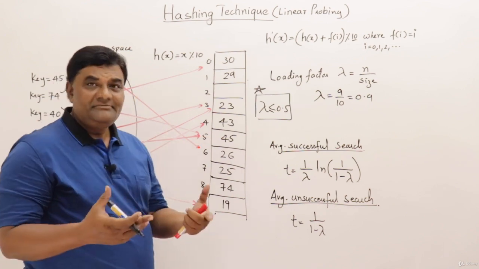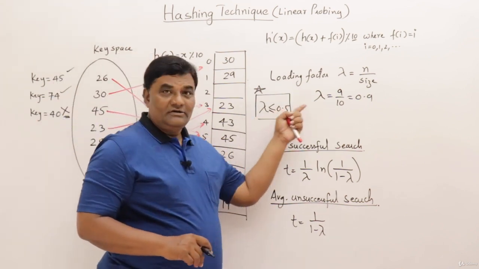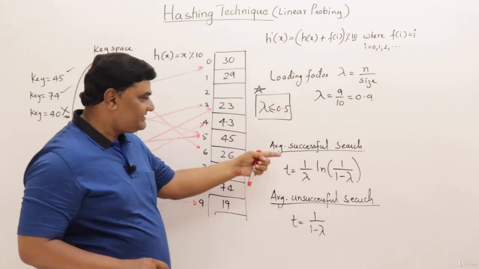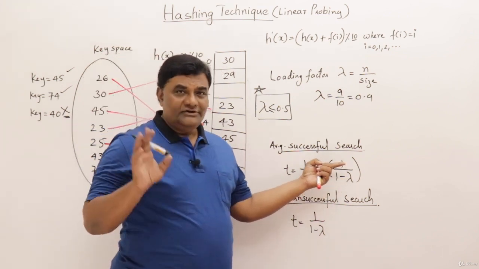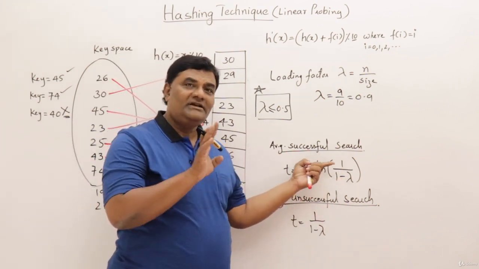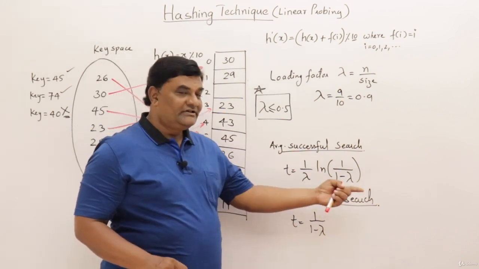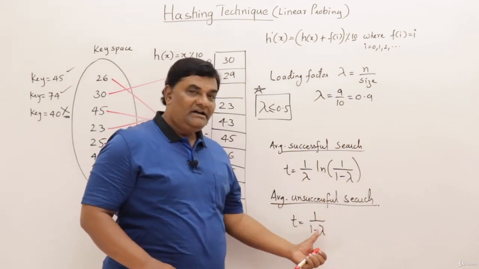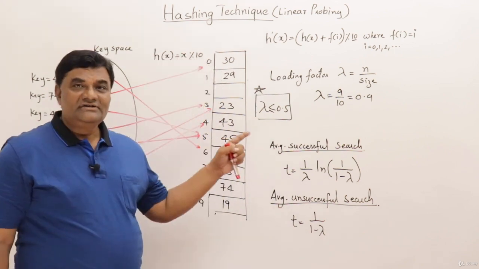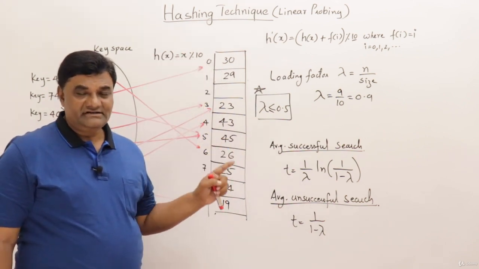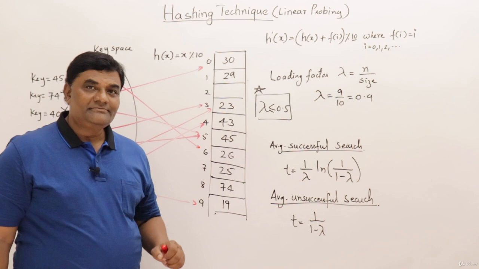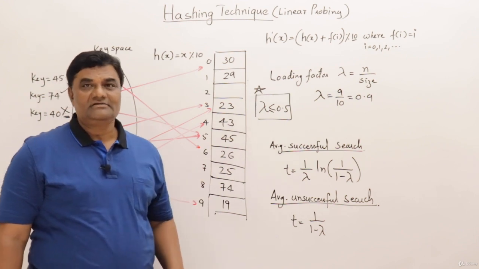Then what is the time taken? Time is dependent on the loading factor. So the average successful search time is a known formula, so we don't have to do the analysis. Just accept this formula. And the average unsuccessful search time is 1 by 1 minus lambda. So these are the successful and unsuccessful search average times for linear probing.